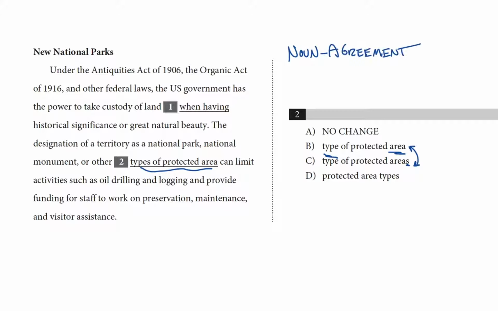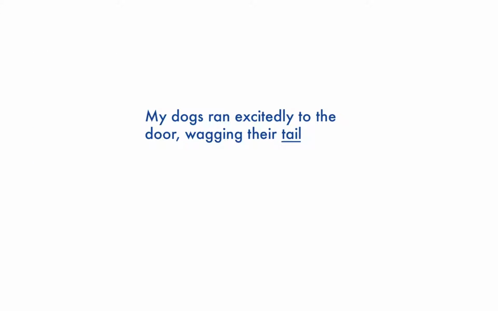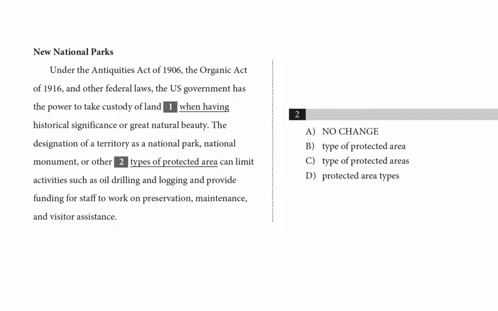And you're likely only going to see one of these questions on the writing and language portion of your SAT. What these questions ask you to do is make sure that you use plural nouns when plural nouns are called for, and singular nouns when a singular noun is called for. Like if I say, my dogs ran excitedly to the door, wagging their tail, it's unlikely that multiple dogs only have one tail among them to wag, so the correct way to phrase that would be to change tail to tails. Let me hold here for a second and pause the video if you want to take a crack at this question yourself. Alright, let's get going.